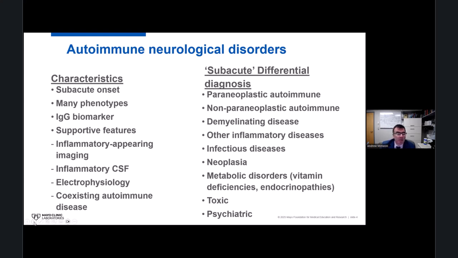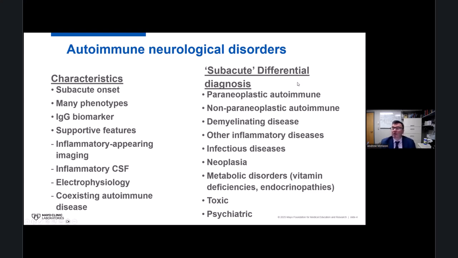Supporting features that may give one suspicion would be inflammatory appearing changes on MRI imaging, inflammatory changes in the spinal fluid, such as elevated oligoclonal bands, kappa light chains, or white cell count. And in some patients, the electrophysiology, either an EEG or an EMG. And then for some patients, particularly for disorders where there's a lot of coexisting autoimmunity like GAD65 autoimmunity, a preceding history of autoimmune disease may be important as well.